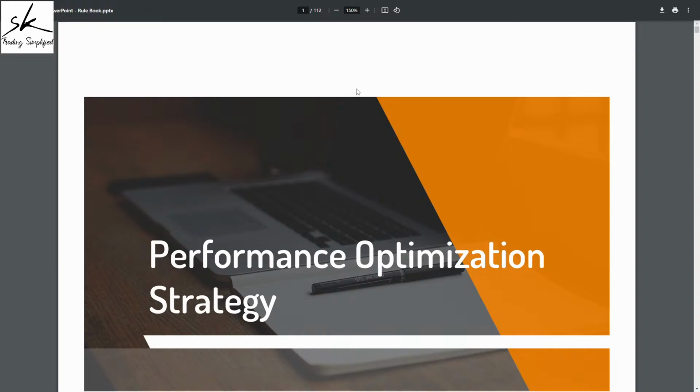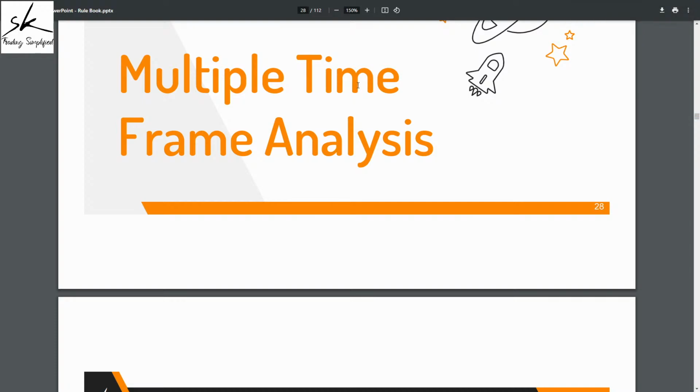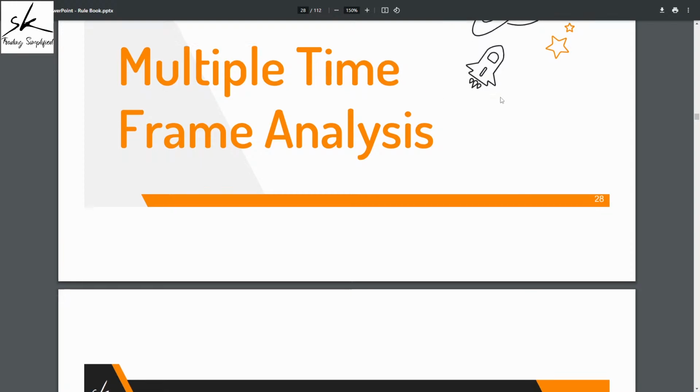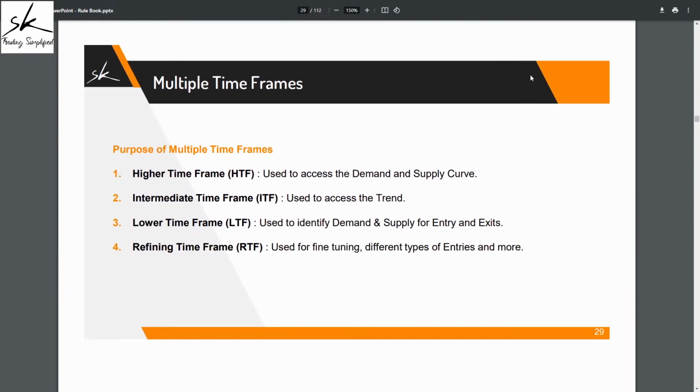So if I go to the rule book and we go to page number 28, just give me a second again. Perfect. So we start with the topic, which is multiple time frame analysis, because demand supply methodology is not based on single time frame. Demand supply methodology is based on multiple time frame analysis. Now, what are the multiple time frames that we use? We use a minimum of 4 different time frames, and we call them as the high time frame HTF, the intermediate time frame ITF, the lower time frame LTF, and the refining time frame RTF.